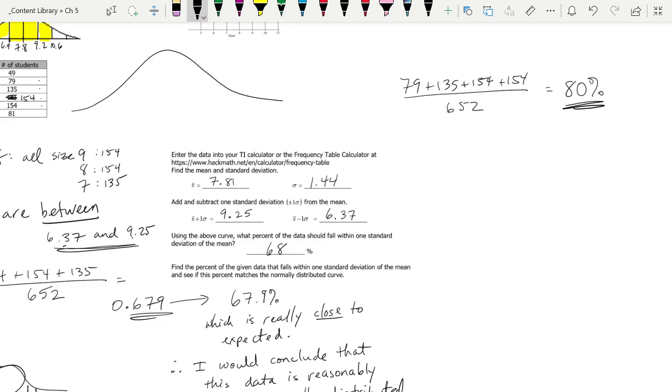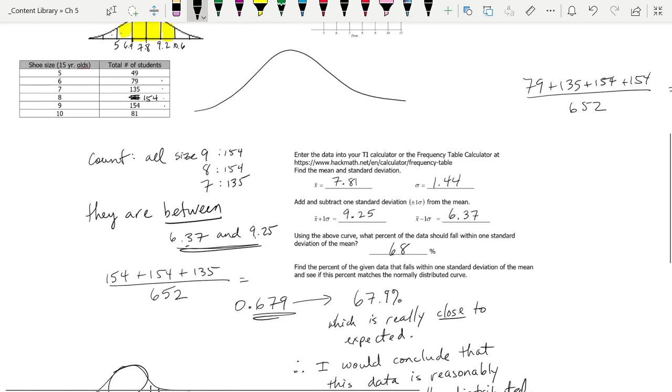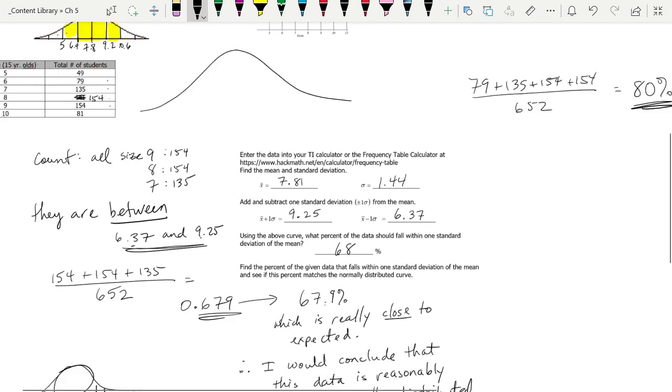How did you get 652? 652 should be the total of all these. Is it not? 49 plus 79 plus 135 plus 154 plus 154 plus 81. Yep, 652. How many data points are there? 652 of them. How many of them are within one standard deviation of the mean? Pretty close to 68% of them. So that's why I think that's pretty close to a normal distribution. Now, how many of them are within 2 standard deviations? The number I'm expecting is 95. Ooh, I only got 80.